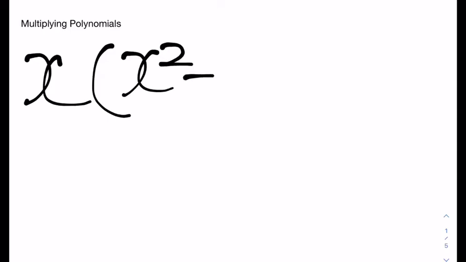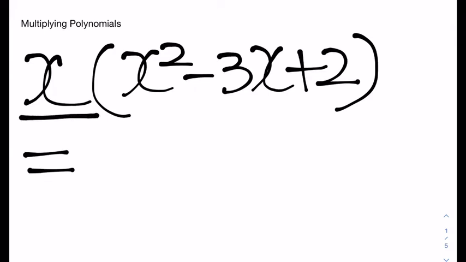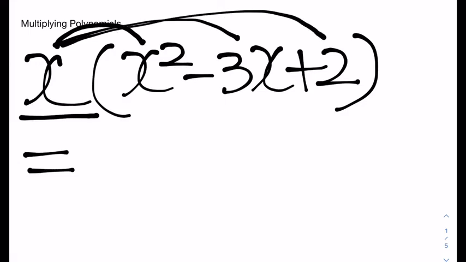This video is about multiplying polynomials. So let's say we have x here, and then we multiply that by x squared minus 3x plus 2. How we multiply polynomials is first we have to distribute the term or variable at the front to the polynomial at the back. In this case, we have the x at the front, and we need to distribute this into each of the three terms in the polynomial at the back.